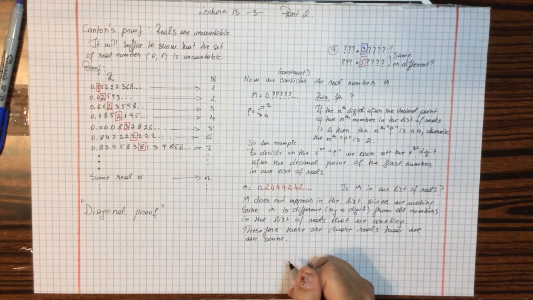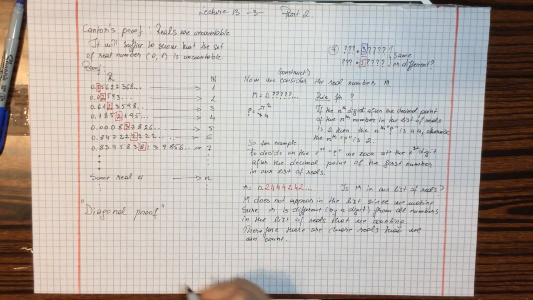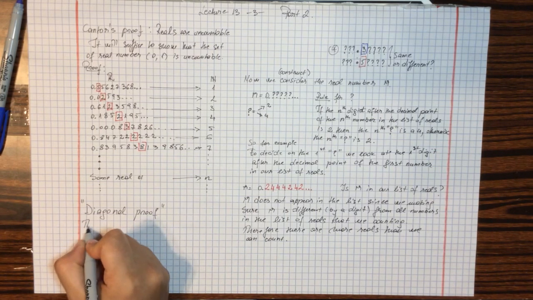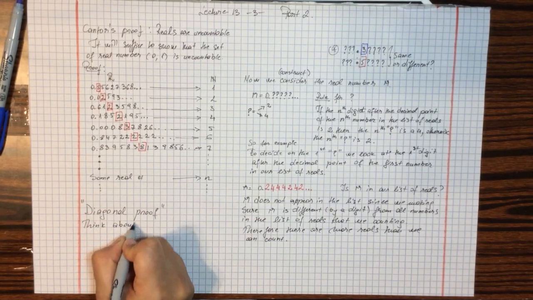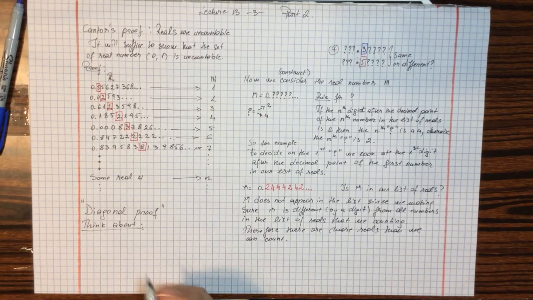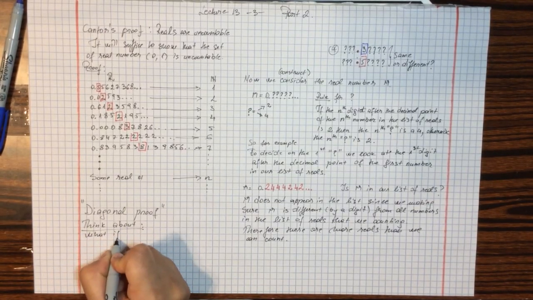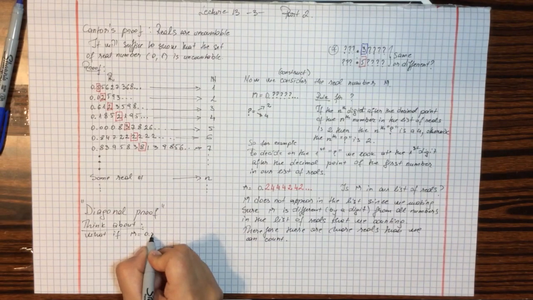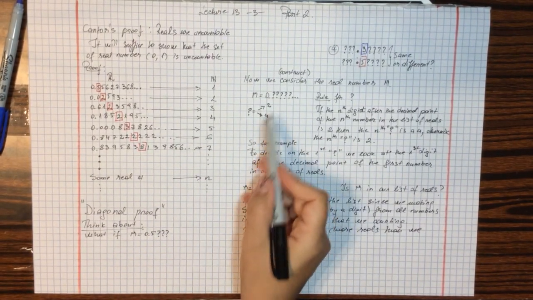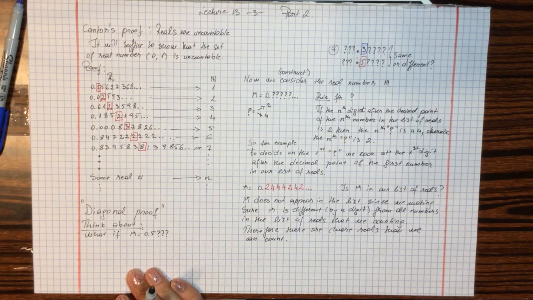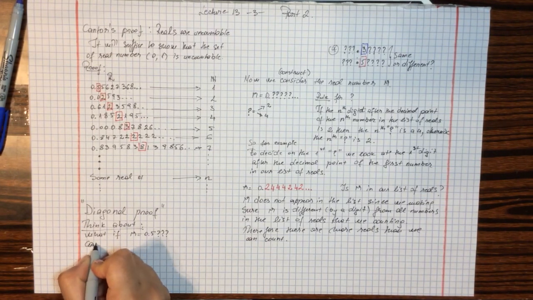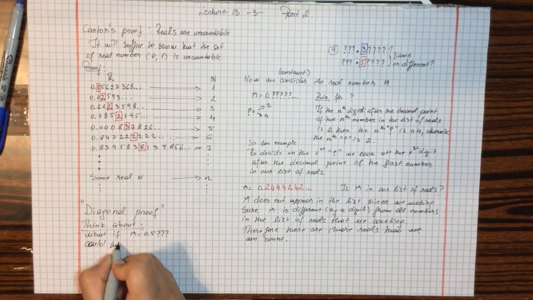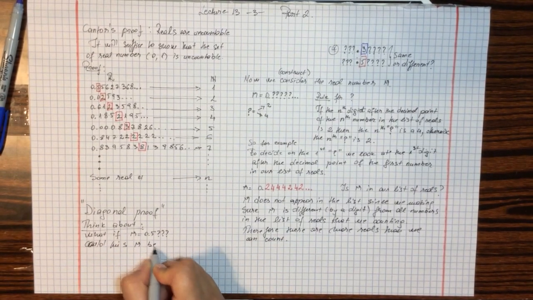Now, a couple of comments, and this is actually for you to think about as homework. So, think about: what if the number m that I'm constructing, I decided that it is 0.5 and then question mark, and then you'll decide on the question mark exactly the same way as we did here. Could this m be on the list?